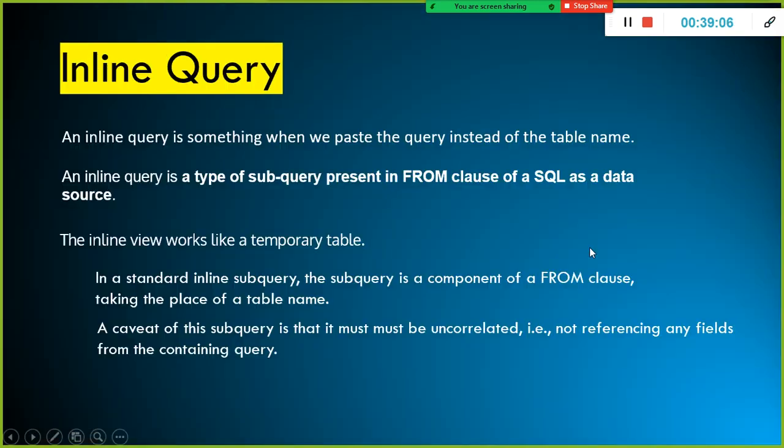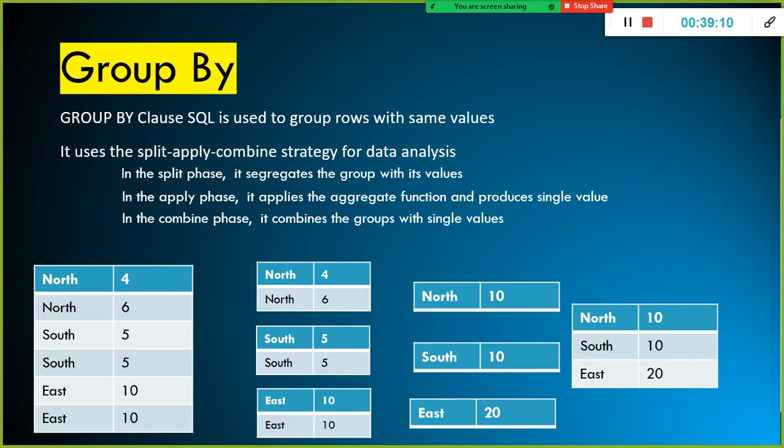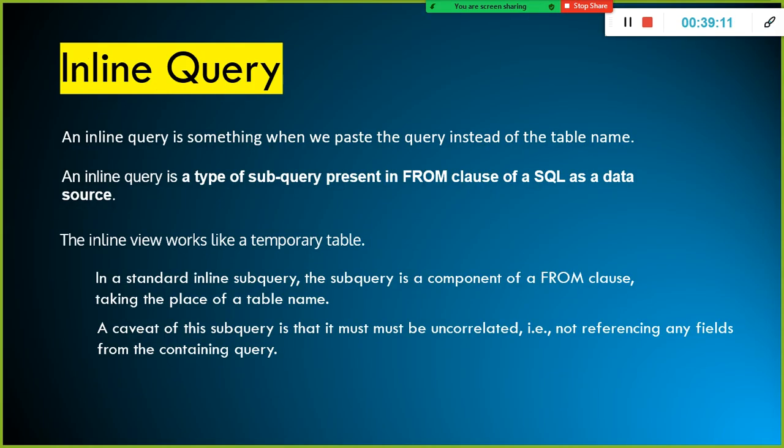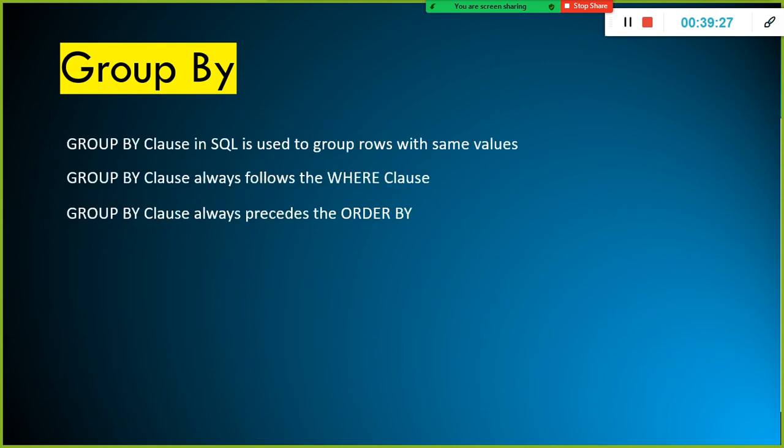So now you understood in one go what is an inline query and what is group by, and also the limitation of the inline query. An inline query cannot be correlated. It must be uncorrelated. It cannot be a correlated query. So an inline query you can use in the from clause itself. And group by carries out three operations: split, apply, combine.